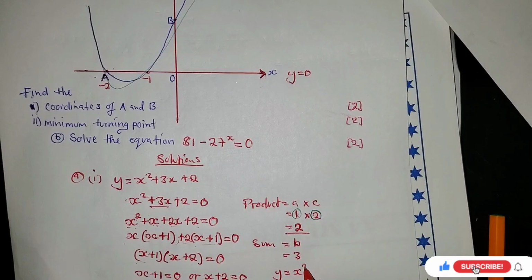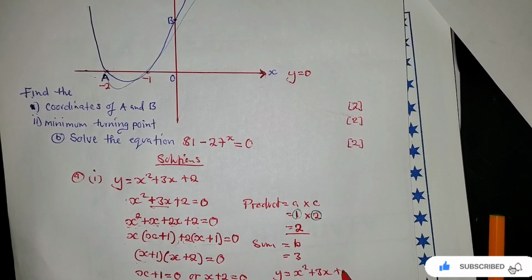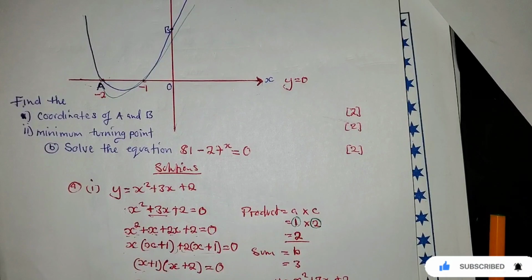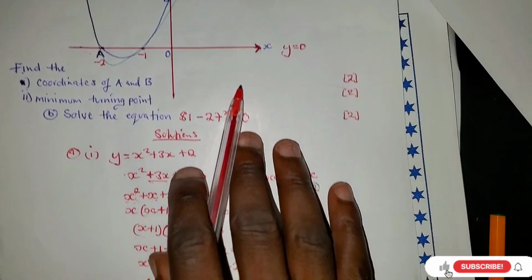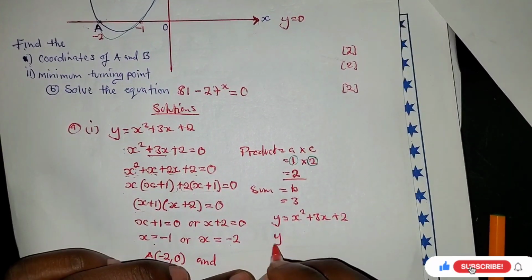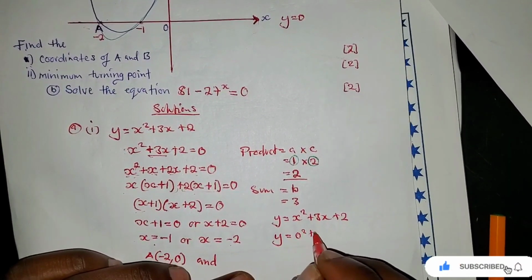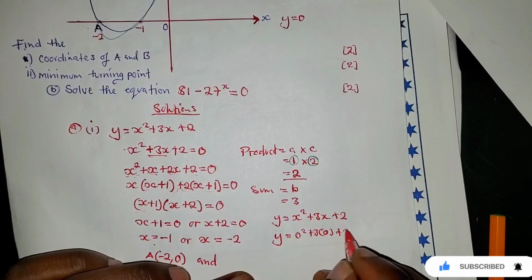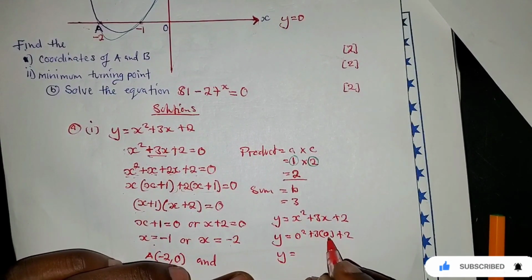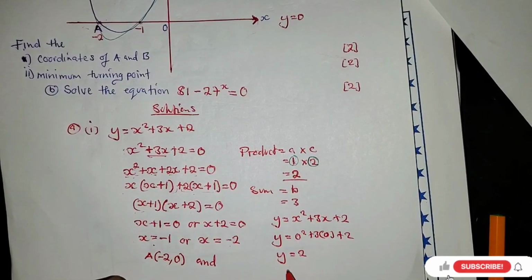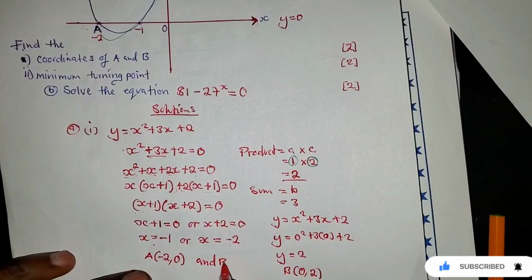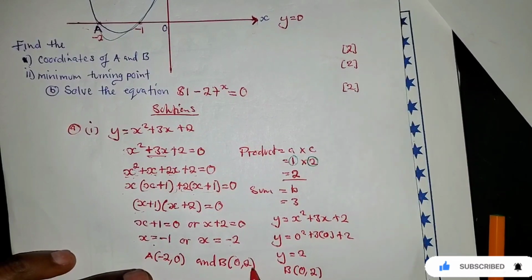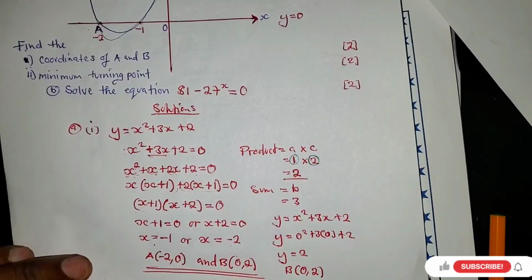Y is equal to x squared plus 3x plus 2. Remember, we're finding b. What is the value of x? So we're going to substitute x with what? Wherever there is x with 0, like we've done for y. So y is equal to 0 squared plus 3 times 0 plus 2. So y is equal to, this is 0, this is 0, is equal to 2. Therefore, the coordinates of b will be not 2, 0, but we always start with x, so 0, 2. So b is 0, 2. It's as simple as this.